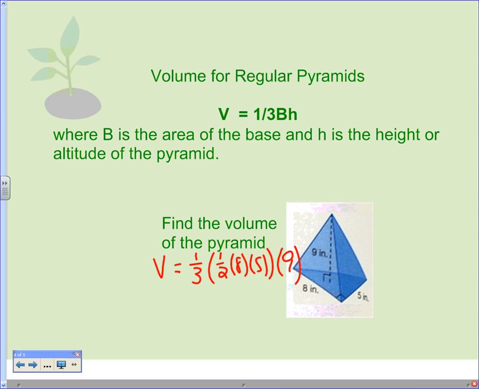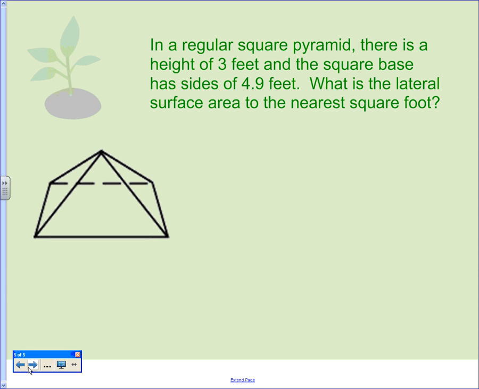Does that make sense? Do I need to go over any part of that? Okay. What did you get for your volume? Does that make sense? Any questions on the pyramid? Okay. Looking at the last one.